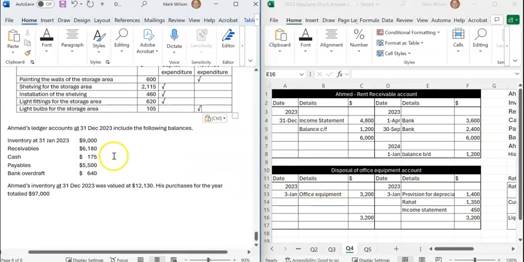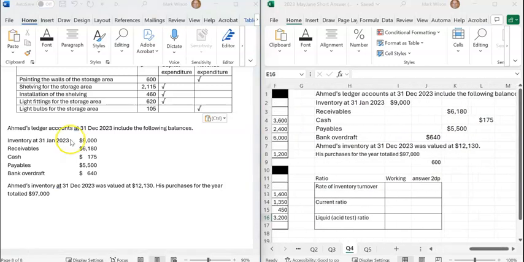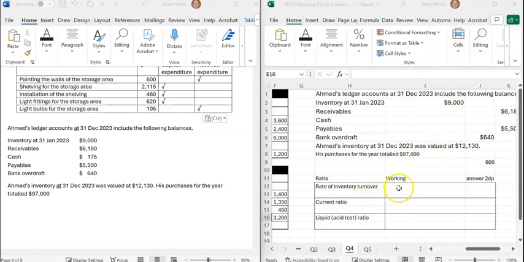So the last part here, we've got Ahmed, and we've got to do some calculations. Calculations are to do the rate of inventory turnover, the current ratio, and the liquid asset test. So what I encourage you to do here is to write the formula in. So the formula for rate of inventory turnover is your COGS divided by your average inventory. Right, and the answer will be how many times does it turn over?